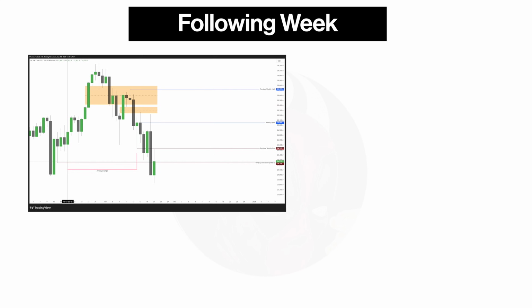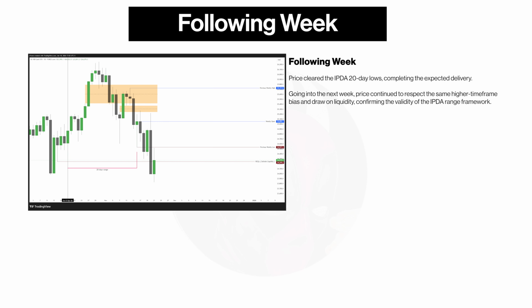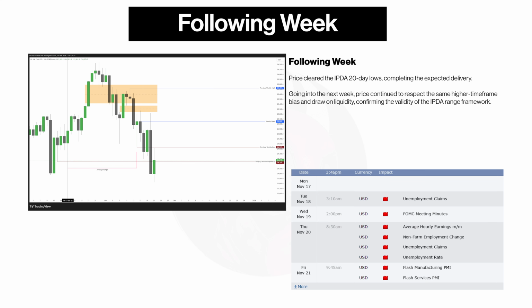This chart here depicts the following week's price action. We can clearly see that price has cleared out the relative equal lows, which was our long-term target for price to reach into. As we can see here, this is the economic calendar for this week. So this week we have the NFP news release.